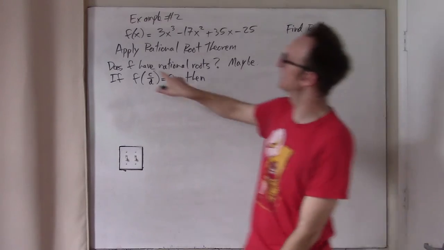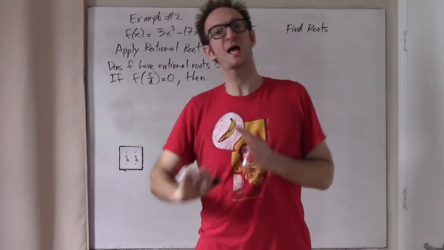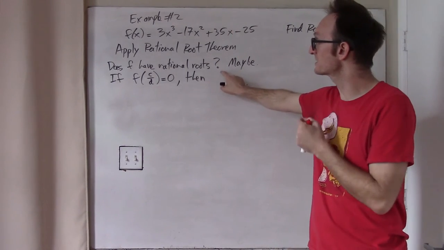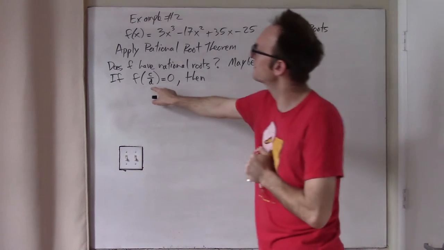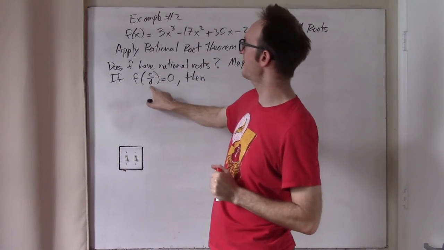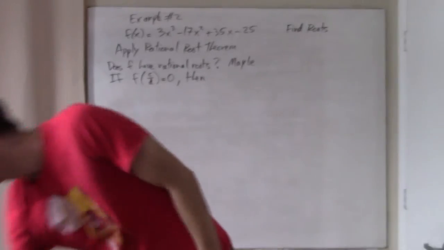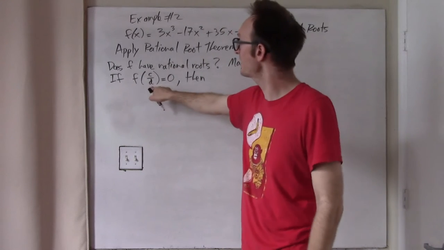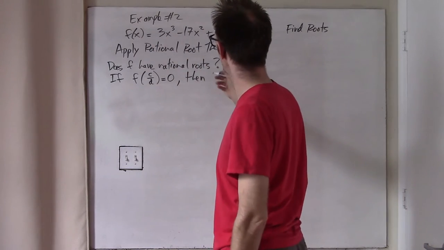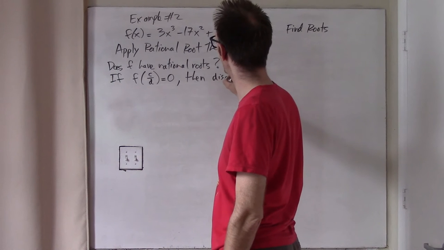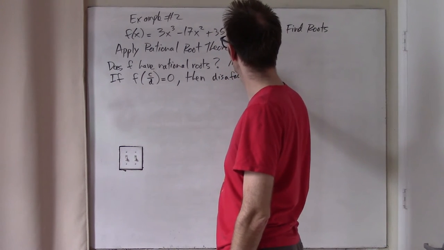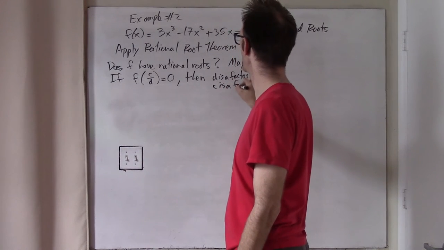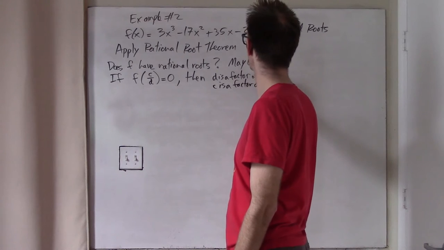Why I think this is a little bit subtle is because I don't actually know that the function has rational roots, but if it has rational roots, then that's why I asked this question. Does f have rational roots? Answer, maybe. If there is a rational number, which when plugged into this function gives me back 0, then I can say something about it. What I can say is that the denominator d is a factor of the leading coefficient, so d is a factor of 3, and the numerator c is a factor of 25.